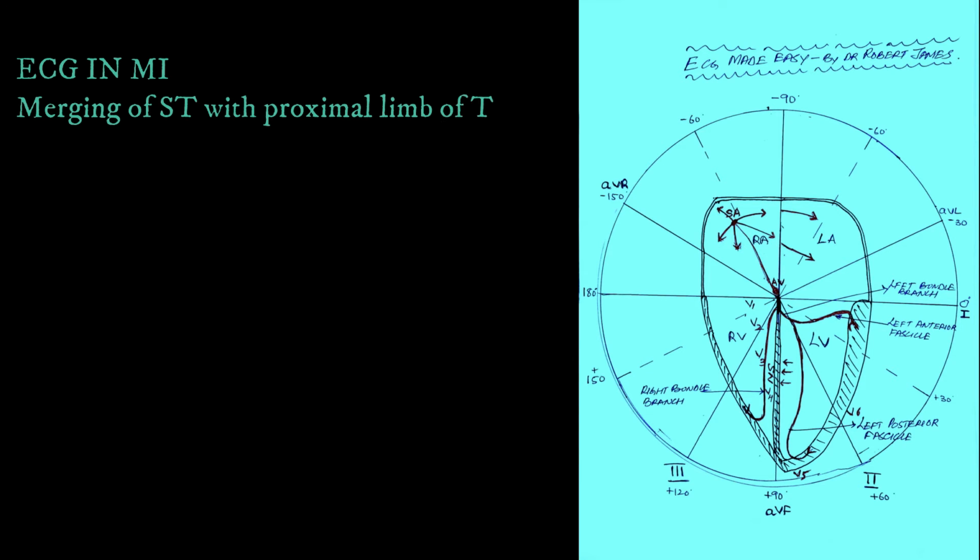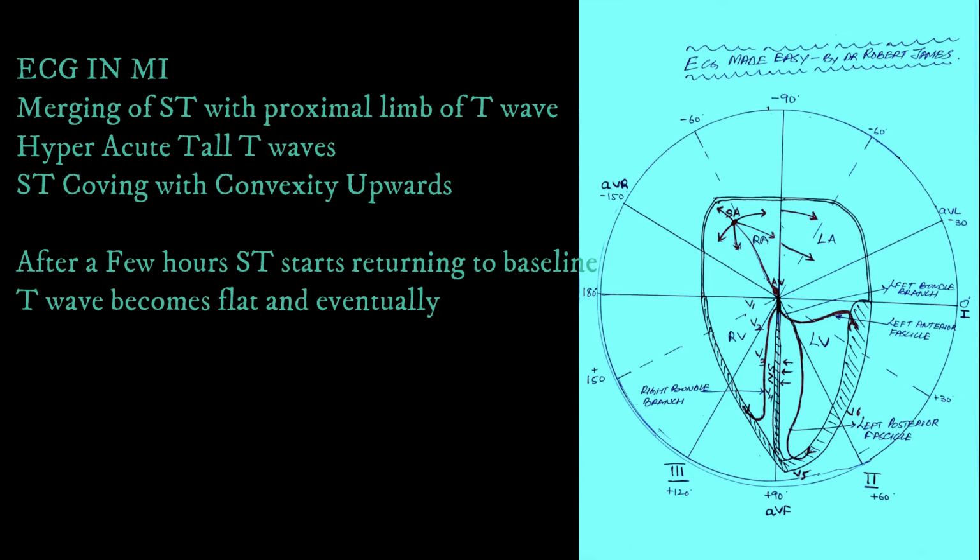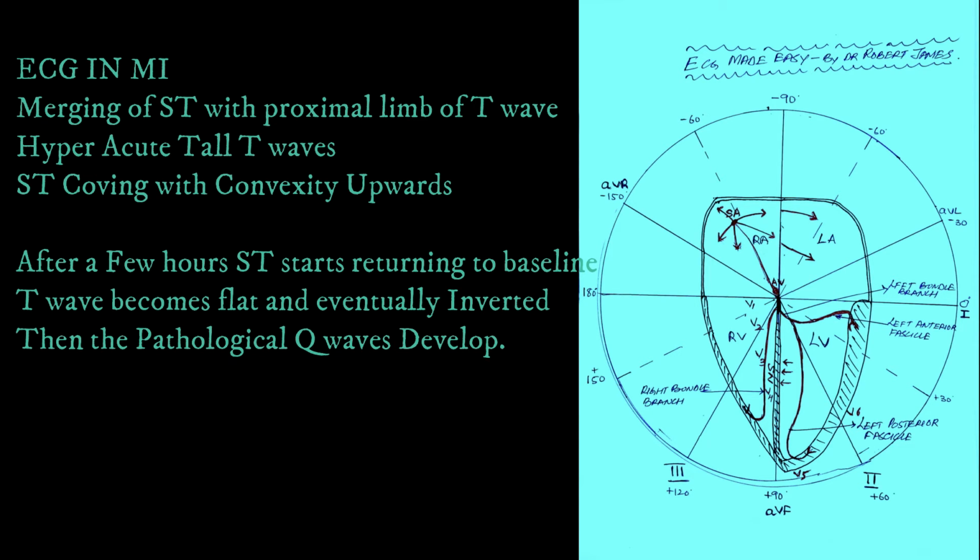The first subtle thing that happens is there is merging of ST segment with the proximal limb of the T wave. You will find it difficult to say, sir, the T wave is starting from here and ST is ending here. There is merging of ST ending and beginning of the T wave. And then you will see hyperacute T waves, very tall T waves. They might even supersede the R wave amplitude. And there will be ST coving.